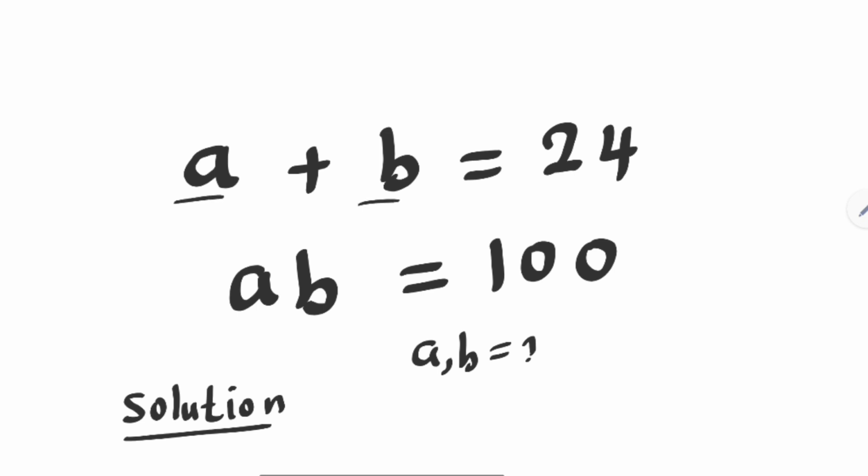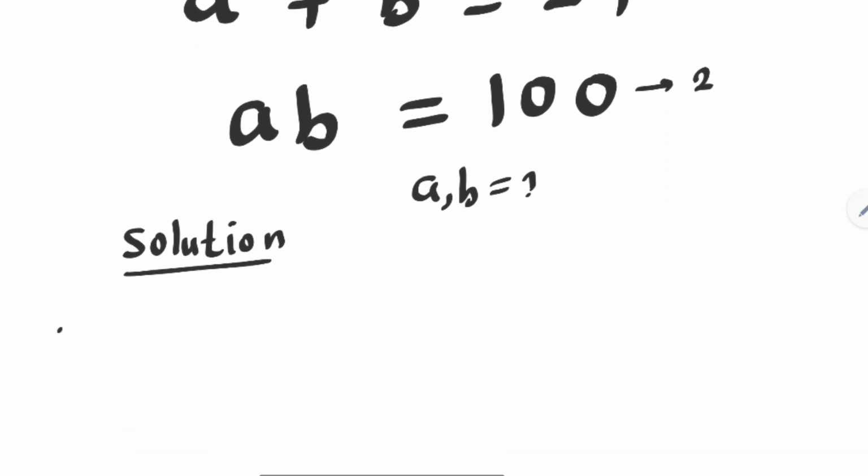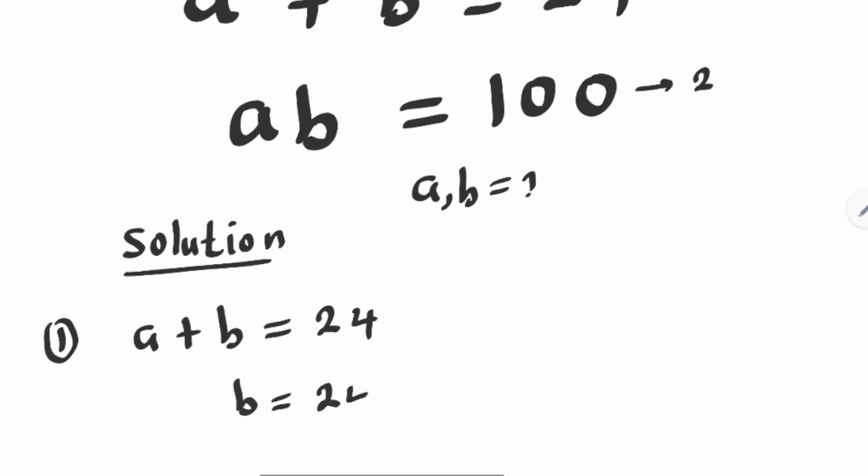A plus B is equal to 24. Let us call this equation 1. AB is equal to 100. Let us call this equation 2. From equation 1, A plus B is equal to 24. Let us make B the subject. B is equal to 24 minus A. Let us call this equation 3.